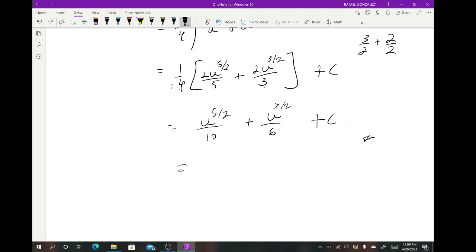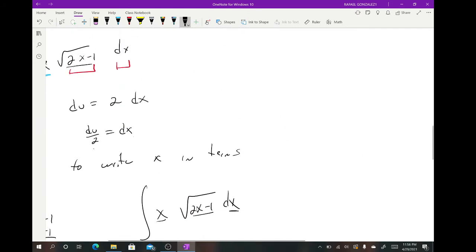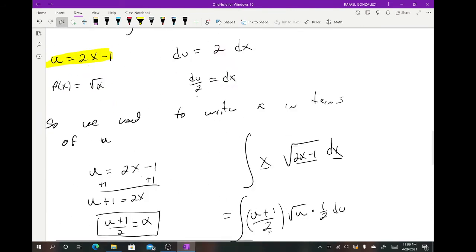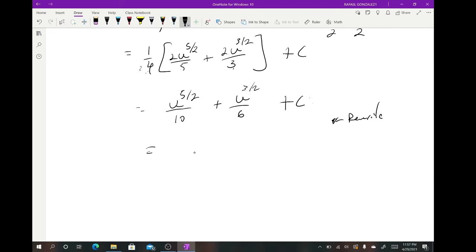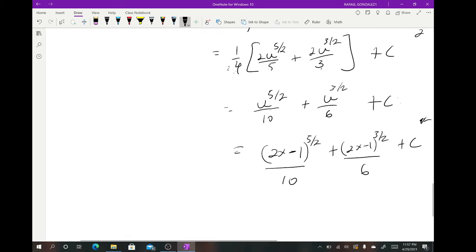Don't forget to rewrite in terms of x. So u was originally 2x minus 1. That's what we had all the way up here, 2x minus 1. So we have to give it back to the person in terms of x. So (2x minus 1) to the 5 over 2 over 10, plus (2x minus 1) to the 3/2 over 6, plus c. And that is the solution for our problem.